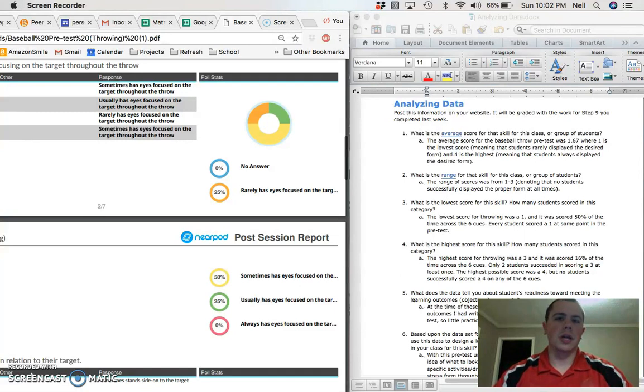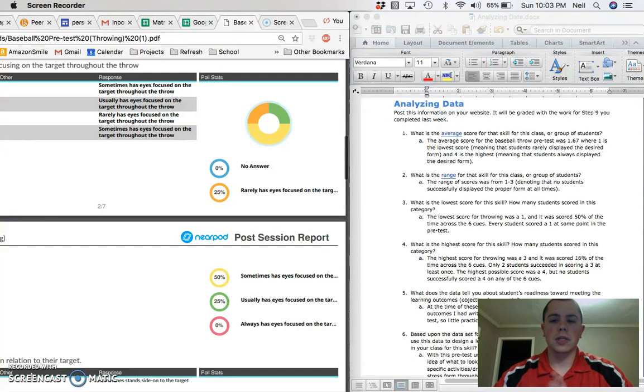The tests were on a scale from 1 to 4, 1 being rarely displayed cues, and 4 being that the student often or always displayed the specified cue. There were 6 cues specified in the throwing pretest. The average score for the class in general was a 1.67, where 1 is the lowest score and 4 is the highest. So 1.67 was the average overall across all students and across all cues.